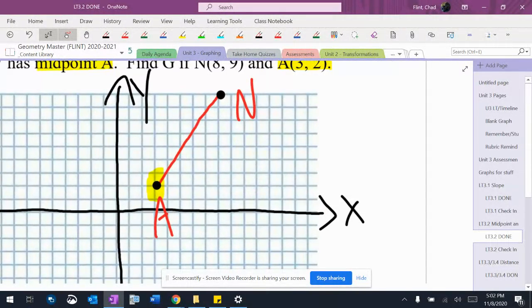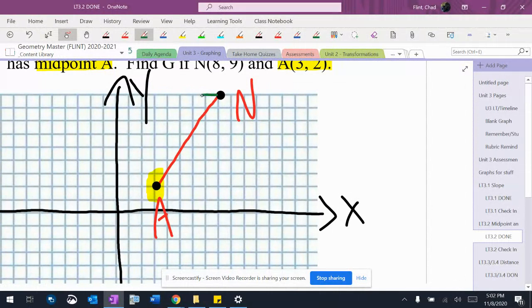So what I should do to do this the best way is I should start at the endpoint and travel over to the midpoint, and figure out how that happened. 1, 2, 3, 4, 5. I went 5 to the left and 1, 2, 3, 4, 5, 6, 7. And I went 7 down.